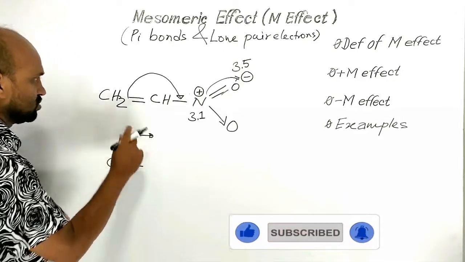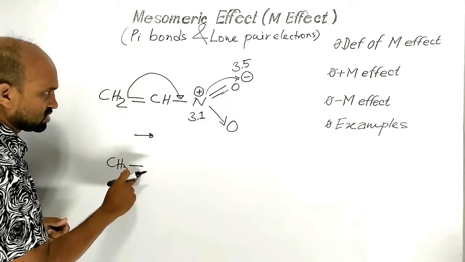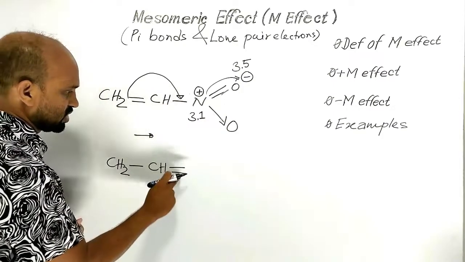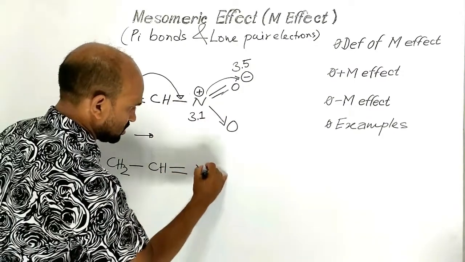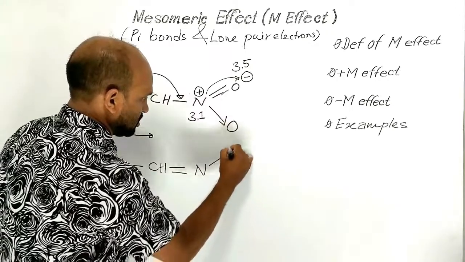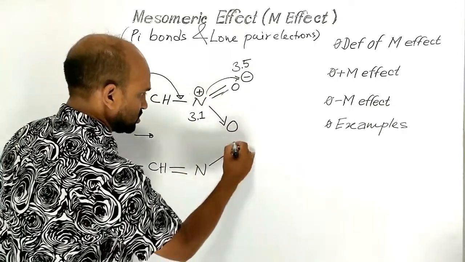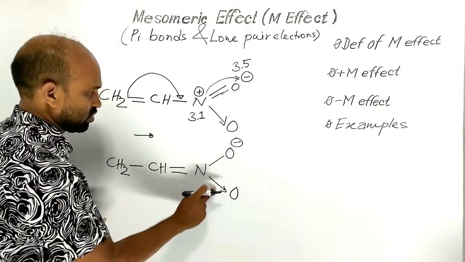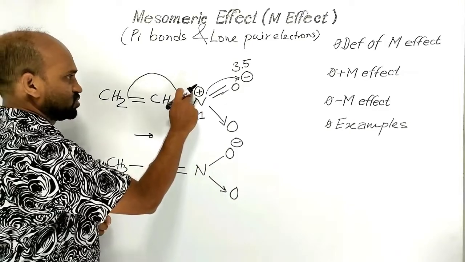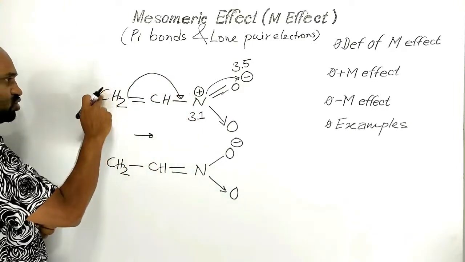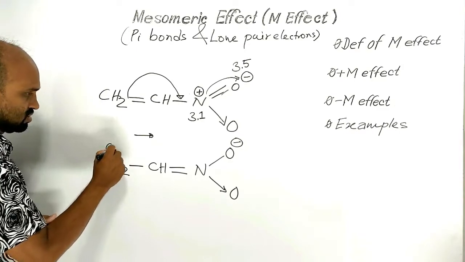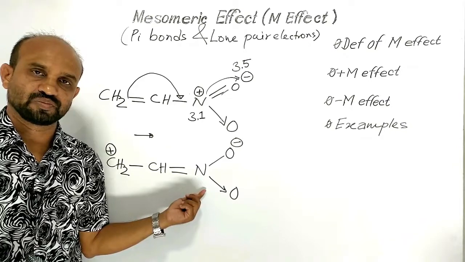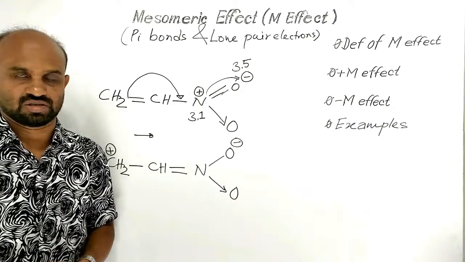CH2. Now this double bond becomes single bond. CH, single bond becomes double bond. Here nitrogen, double bond becomes single bond. This is negatively charged. This is a coordinate covalent bond. Here this positive charge shifted over this carbon. So because of this nitro group, this molecule gets polarized.